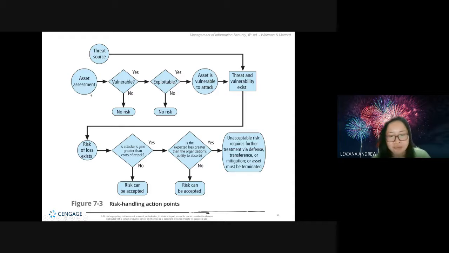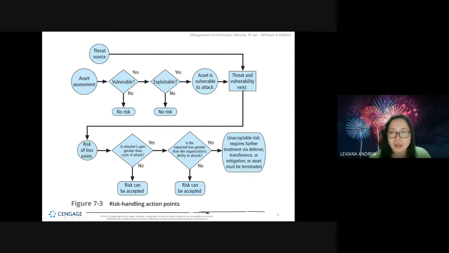So what are the risk handling action points? Number one, asset assessment. Is it vulnerable? If it's not vulnerable, then there is no risk. If it is vulnerable, then we move on to the second question. Can it be exploited? If it cannot be exploited, no risk. If it is exploitable, the asset is vulnerable to attack, and then it is confirmed that threat and vulnerability exist.